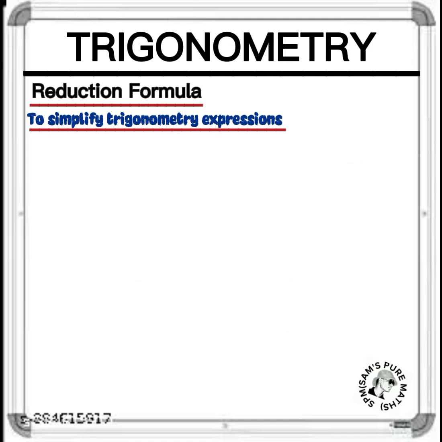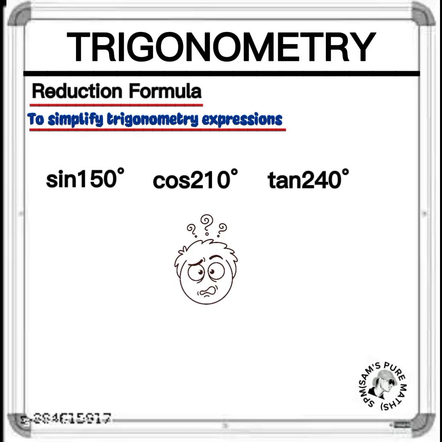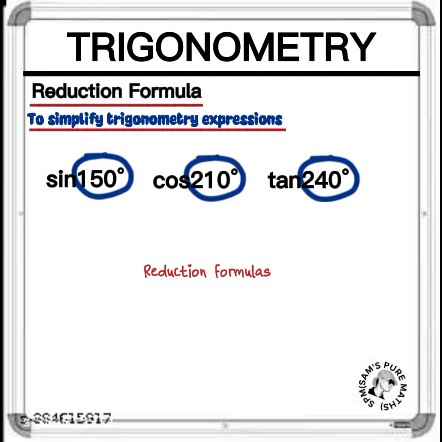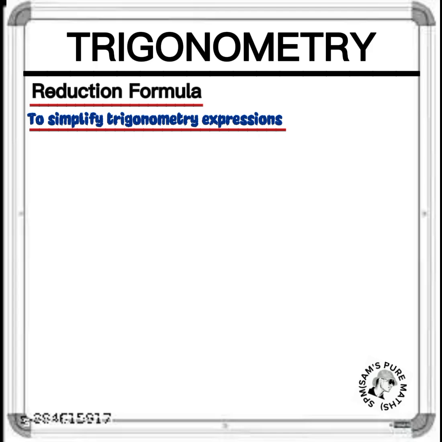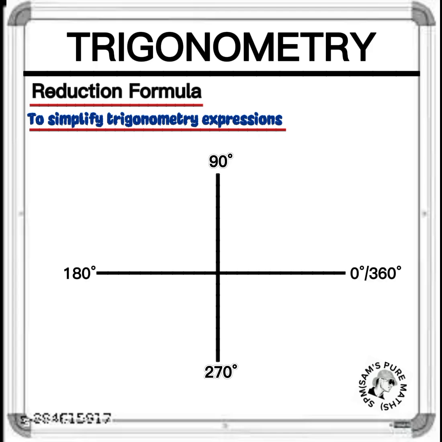While we know the trig ratios of acute angles, what about sin 150 degrees, cos 210 degrees, and tan 240 degrees? That is where reduction formulas come in. We use reduction formulas to simplify trig expressions that have big angles. I am going to use a Cartesian plane to explain everything.